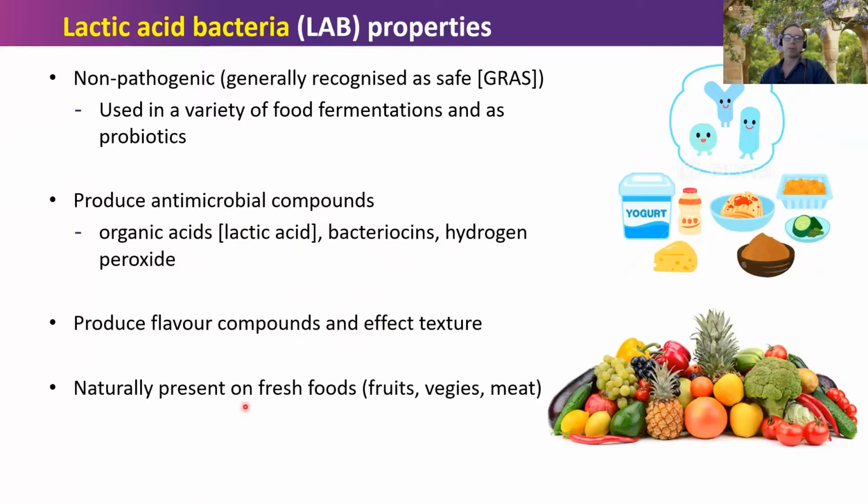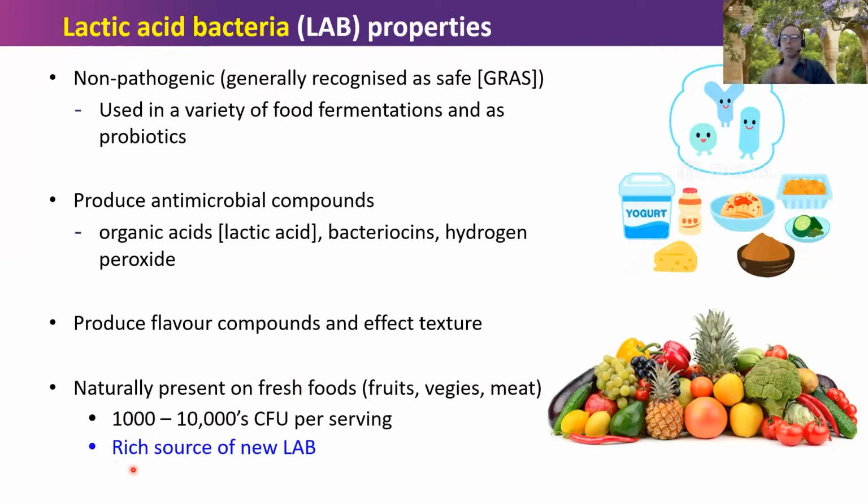And they're naturally present on fresh foods as well. If we look at any fruits, vegetables, meats, and we take a sample of the surface of that, we'll find lactic acid bacteria in most cases. This can be 1,000 to 10,000 per serving of these fresh foods. So this really provides a rich source of new lactic acid bacteria that we can obtain and screen for applications. And that's what we've done in our research group.